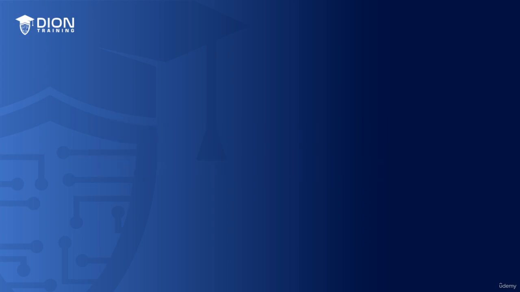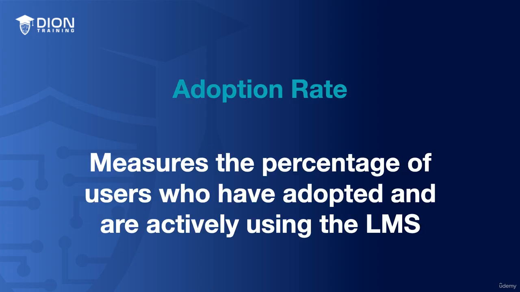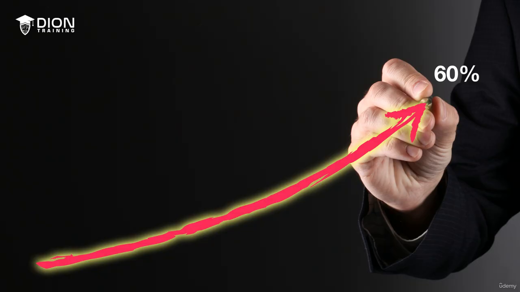A great real-world example of benchmarks might be in terms of our learning management system. Let's take a look at a couple of benchmarks. First, adoption rate. The adoption rate measures the percentage of users who have adopted and are actively using the new learning management system. A high adoption rate indicates that the learning management system is easy to use and meeting the needs of our users. So, if the industry benchmark is a 60% adoption rate within 1 year, we can then use that to see if Dion Training's LMS is performing better, worse, or at average as seen across the rest of the industry.